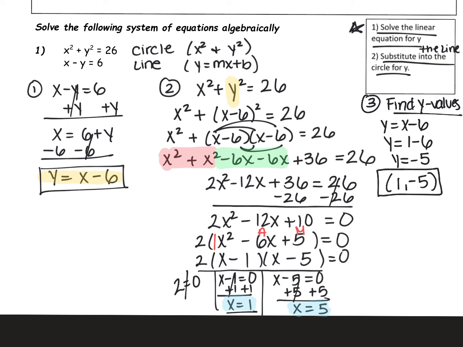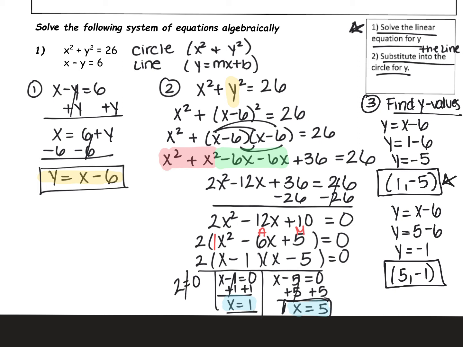So that's one answer. Then I've got y equals x minus 6 again, and this time I'm going to use 5 for x, this one right here. So 5 minus 6 is negative 1. So I plugged in x equals 5 and got out y equals negative 1. So these two that I've starred are my final answers. That would be where the circle and the line would intersect. So maybe this one would be 5, negative 1, and this one would be 1, negative 5.